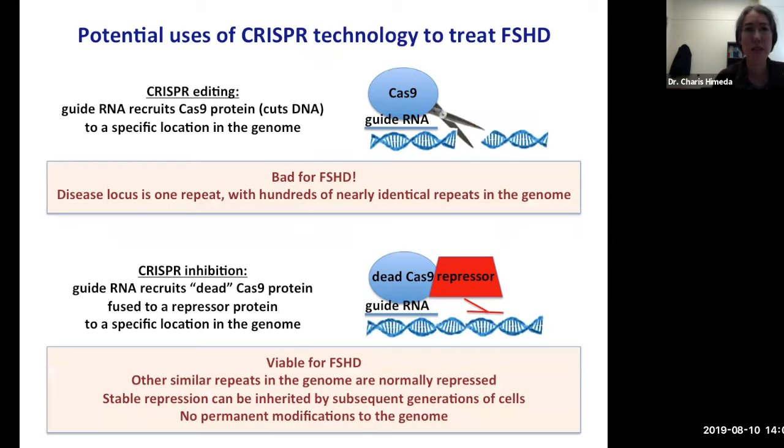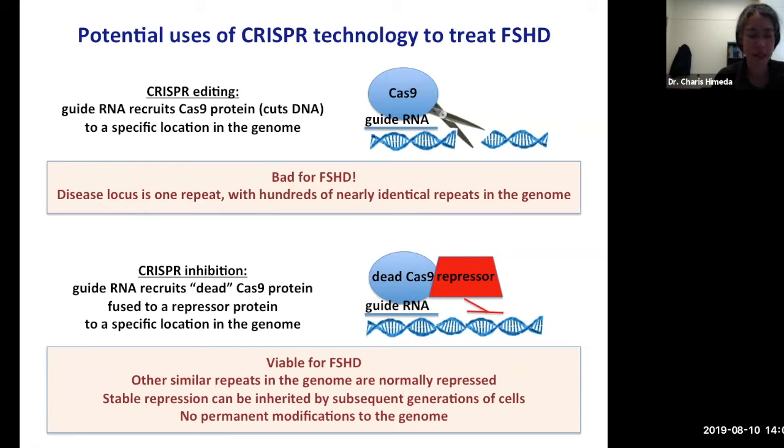So what are the potential uses of CRISPR technology for the treatment of FSHD? Well, everything I've talked about so far is standard CRISPR editing, where a guide RNA recruits the Cas9 protein to a specific location in the genome, and Cas9 makes a permanent, irreversible cut. This cutting system is what the vast majority of researchers are using to correct diseases. But it's extremely inefficient in most cases, which is one problem.